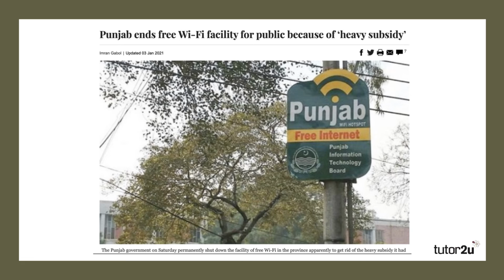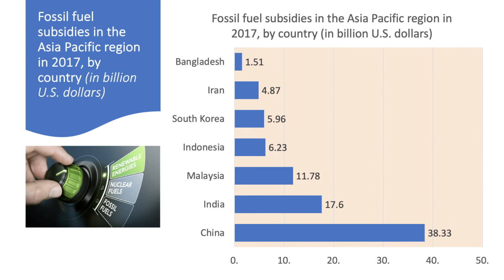Here's another good example from India. The Punjabi government deciding to shut down a facility of free Wi-Fi to get rid of an expensive subsidy. If you take fossil fuel subsidies, many countries do offer essentially a fuel subsidy to their industries and things. China is the biggest, $38 billion of fuel subsidy in 2017. India, just under half that.